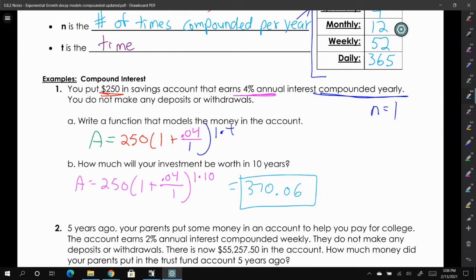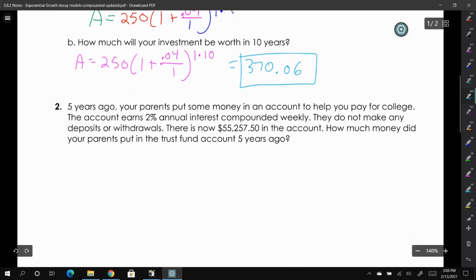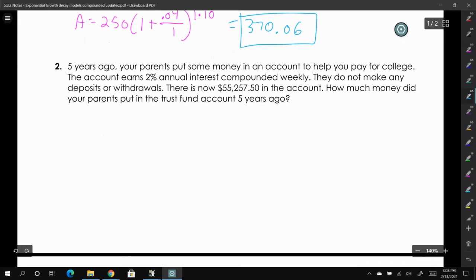So now let's look at number 2. It says 5 years ago, your parents put some money in an account to help you pay for college. The account earns 2% annual interest compounded weekly. So I probably should start underlining some things. So 2%.